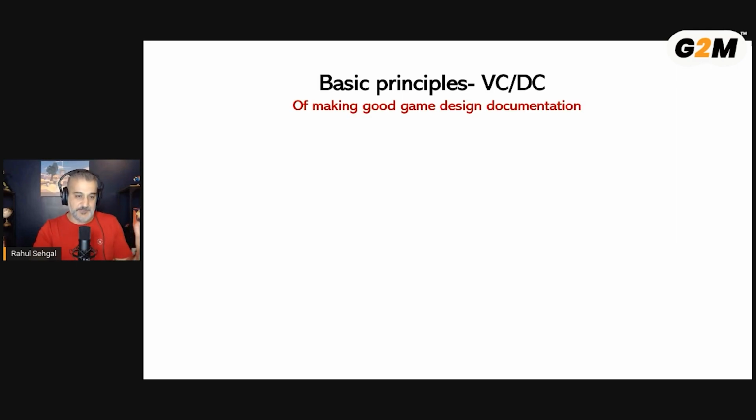The VCDC principles of making good game design documentation are: one, visual. Your document has to be visual. Next, concise. Your document has to be easy to read. People should not go to sleep. They should not be bored. They should find the information they want very, very easily. It needs to be concise. You cannot write a Mahabharat, you cannot write a novel. It has to be brief, it has to be well written.